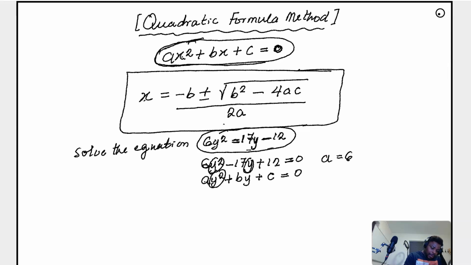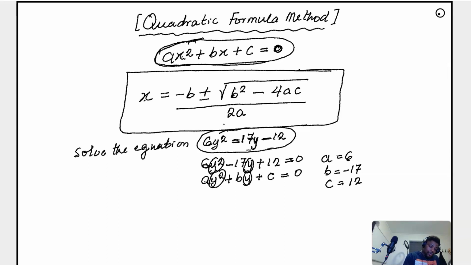Our y is same thing as our y. Remember, plus times minus is minus. So our b is minus, what is b? 17. Plus times plus is plus. So c, our c is 12. So I've gotten my a, I've gotten my b, I've gotten my c.